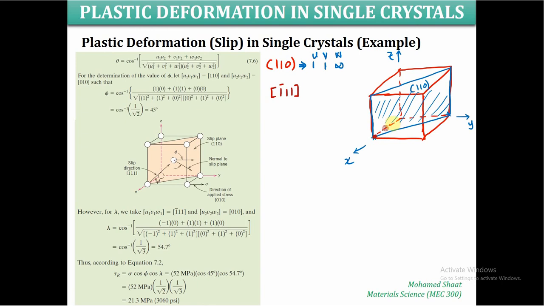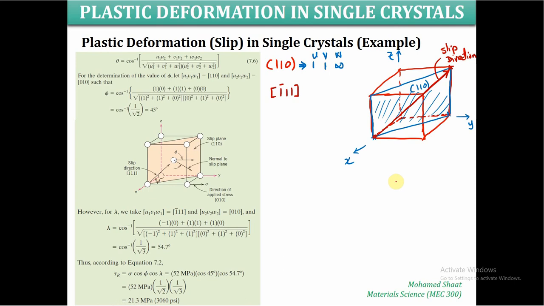So you're going to move up to this point. Then you're going to move parallel to y, 1. Then you're going to move parallel to z, 1, till you end up with this point. So you move 1 in the x negative, another one in the y positive, another one in the z positive. This gives you the end point. If you connect these 2 points together, this gives you the direction. This direction is the slip direction. This is the slip direction.